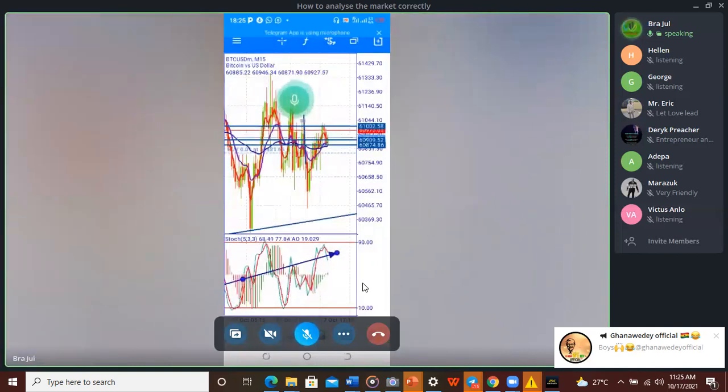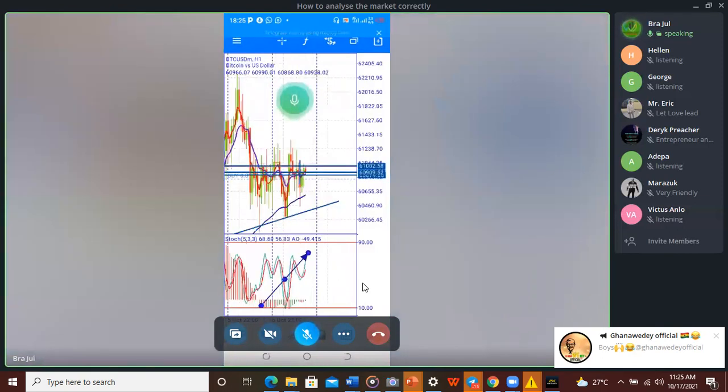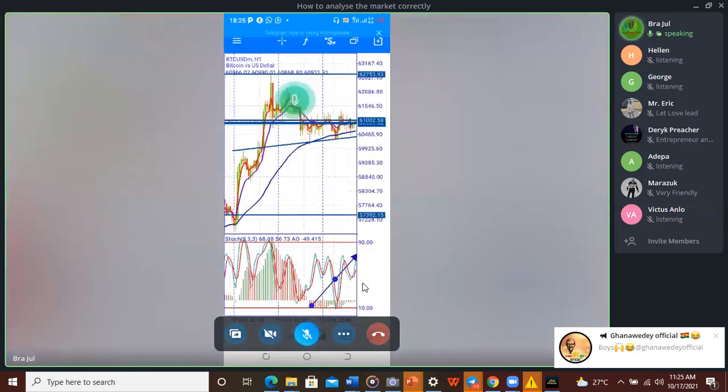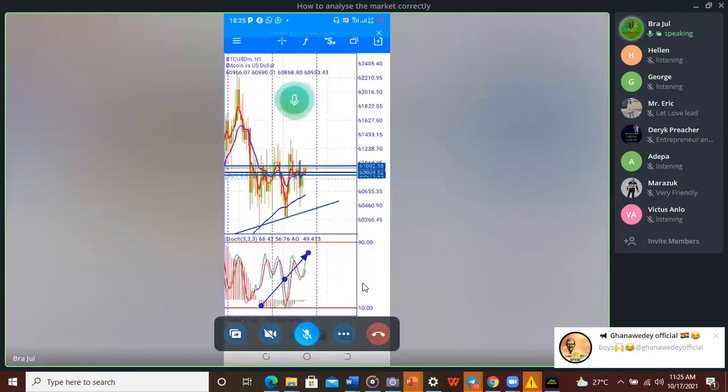Now you can see that the 15 minutes has actually crossed to the upside, and it's agreeing with the general trend from the H1. You can see that the 50 moving average is constantly in an uptrend right now, and any position you are taking should be in line with that.